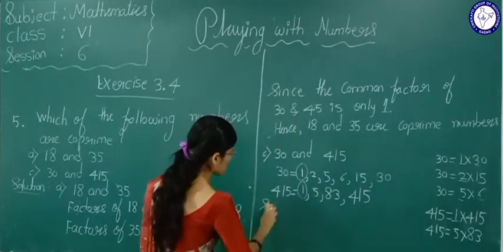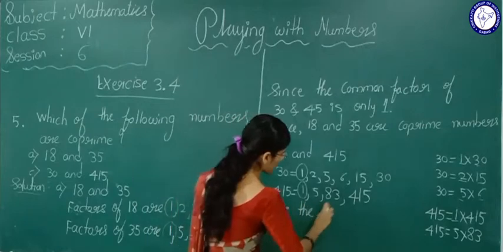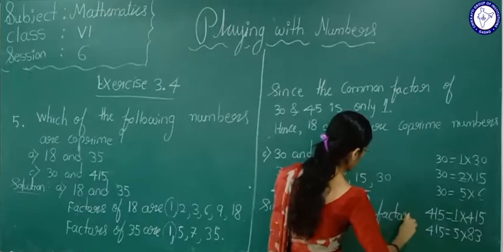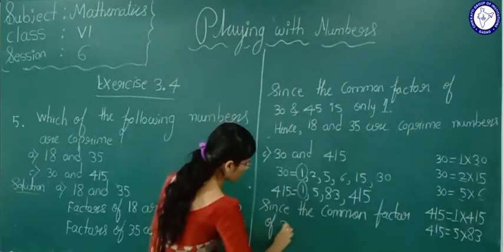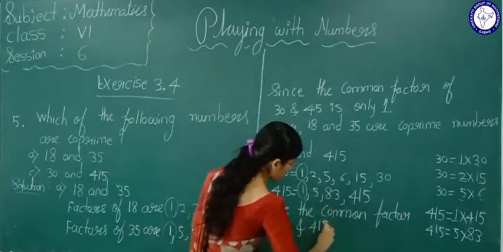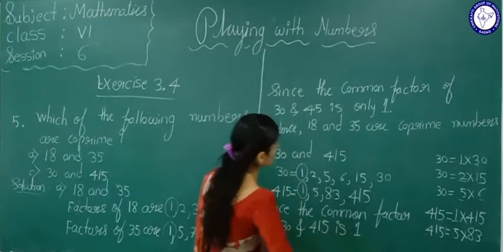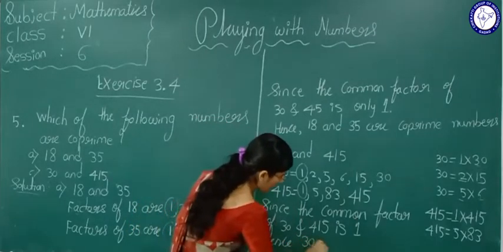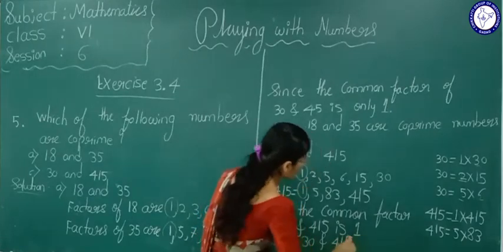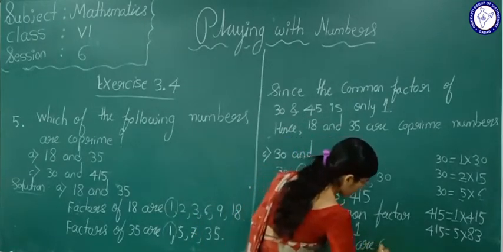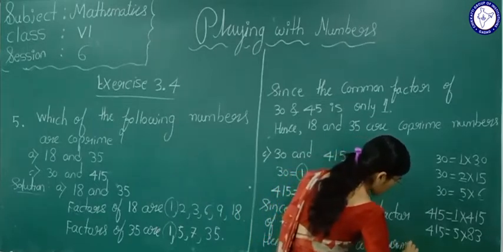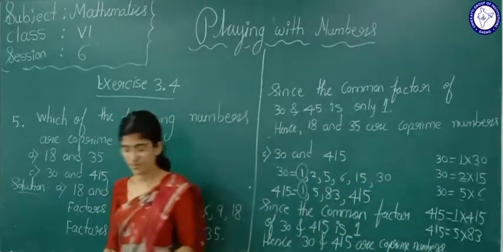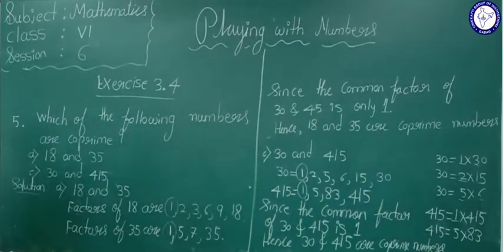Now see here, since the common factor of 30 and 415 is 1, hence 30 and 415 are co-prime numbers. In the same way, you have to check for other numbers also. Is it understood? Only 2 I solved here. So now we'll go for the 7th main in this.